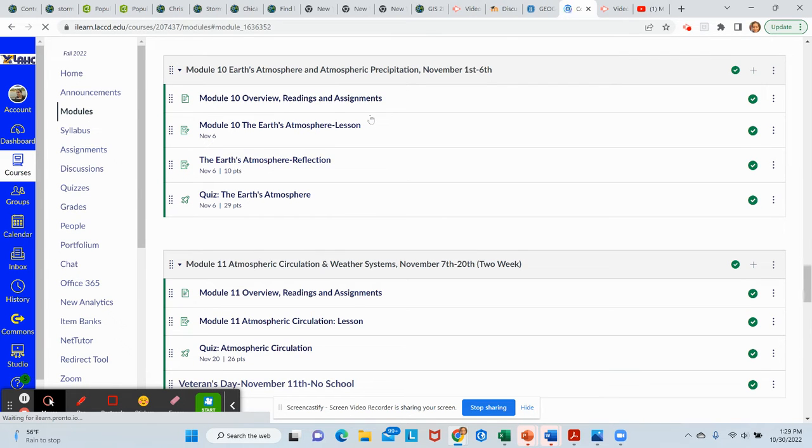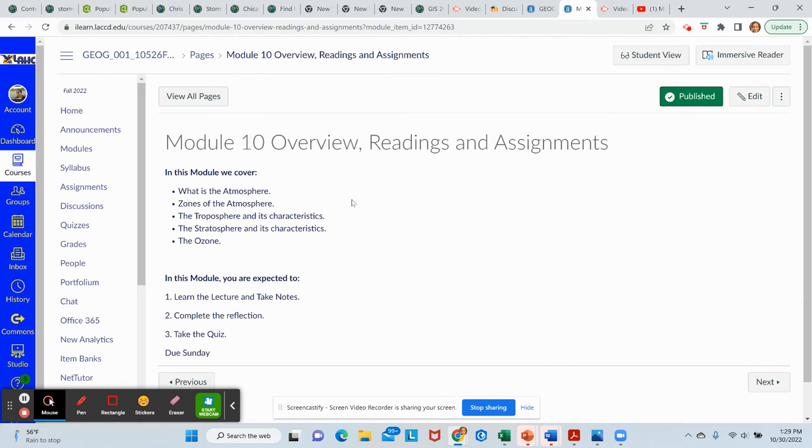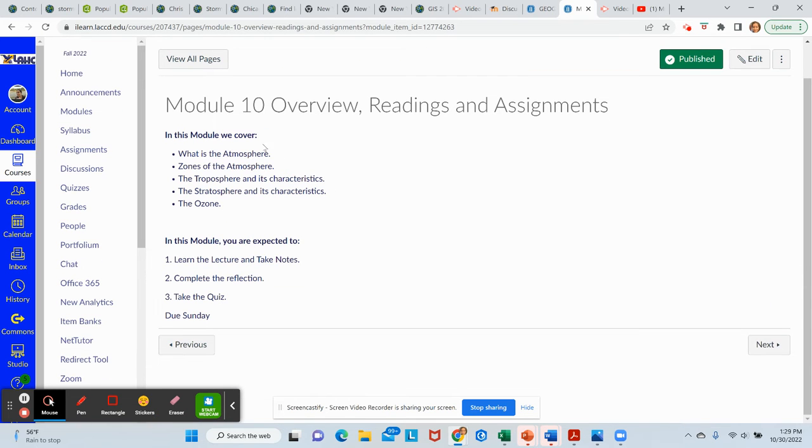Module 10 is going to be pretty clear and straightforward. And in the overview, it's going to tell us what we need to know. We're going to cover learning about the atmosphere, the zones of the atmosphere, 2 specific layers, the troposphere and the stratosphere, why they're important and their characteristics. And one of the most important parts about the stratosphere is the ozone, why it's important and why we need it. So in this module, we're going to learn the lecture and we're going to take notes.